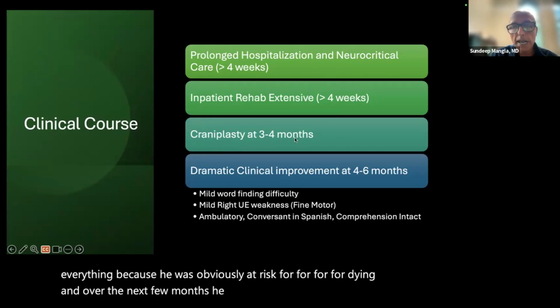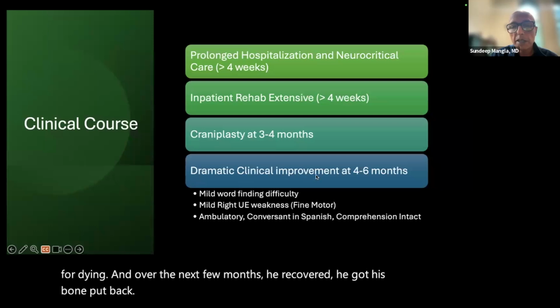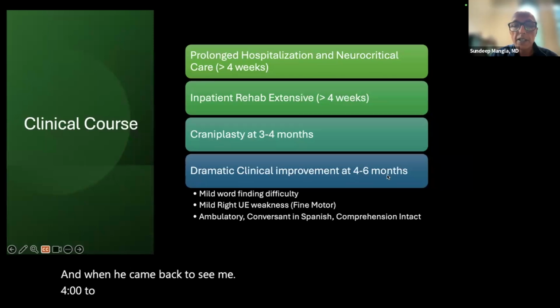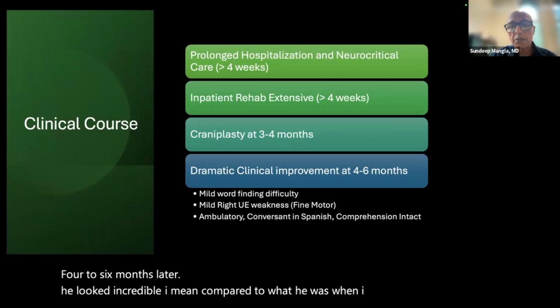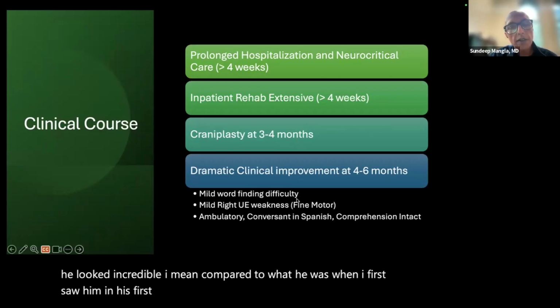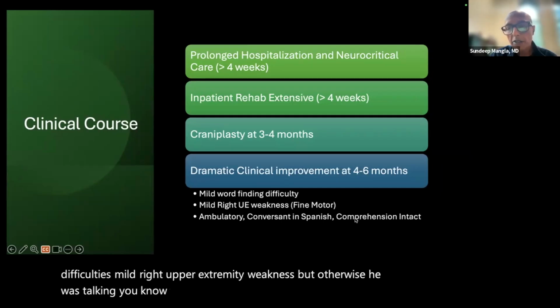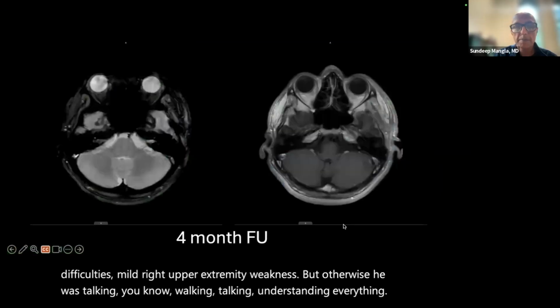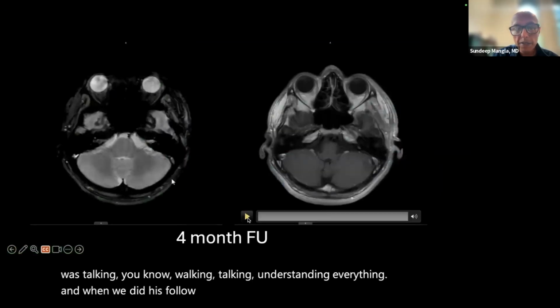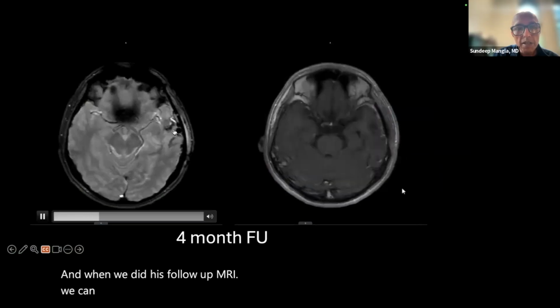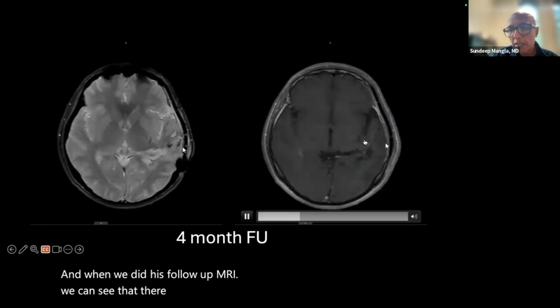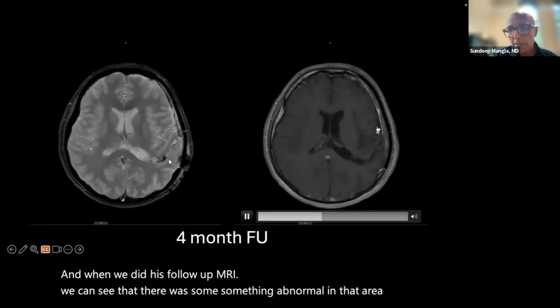He got his bone put back, and when he came back to see me 4 to 6 months later, he looked incredible, compared to what he was when I first saw him in his first admission. He had some mild word finding difficulties, mild right upper extremity weakness, but otherwise he was walking, talking, understanding everything. And when we did his follow-up MRI, we could see that there was something abnormal in that area, which was the AVM that was still there.